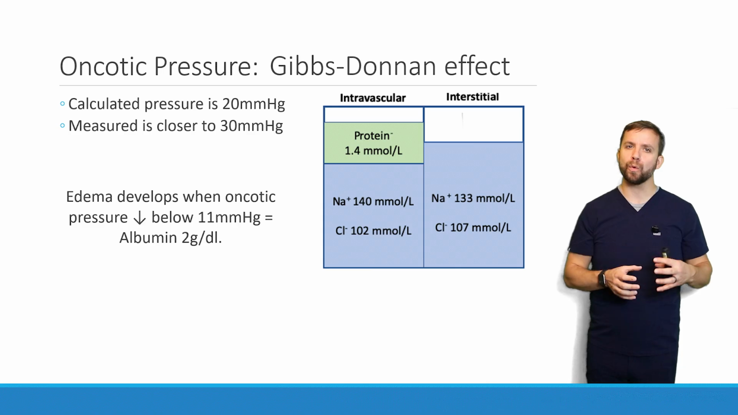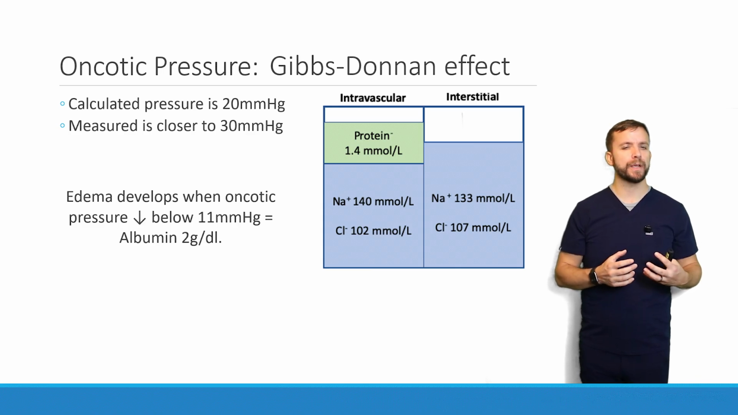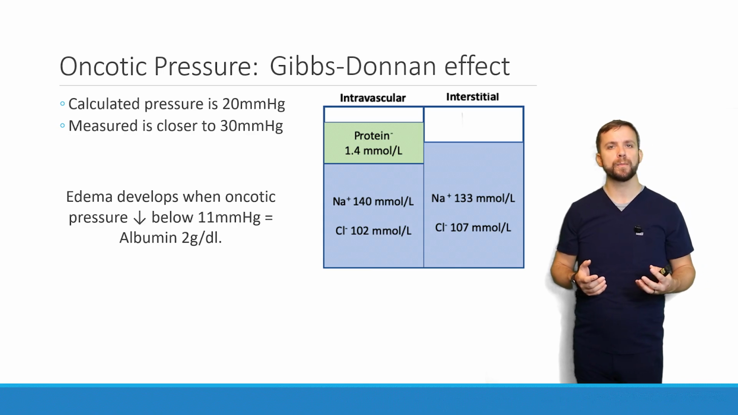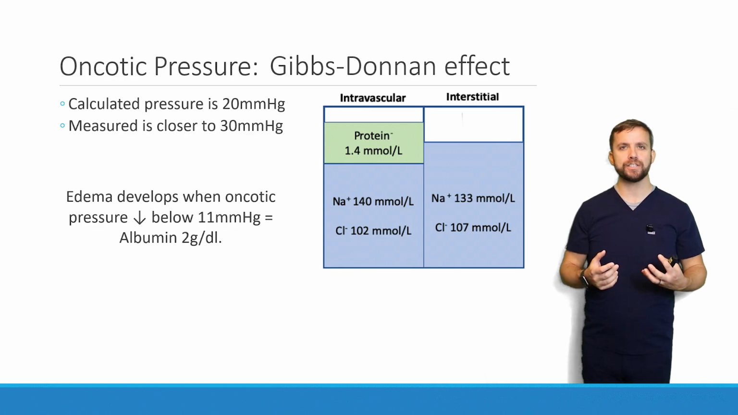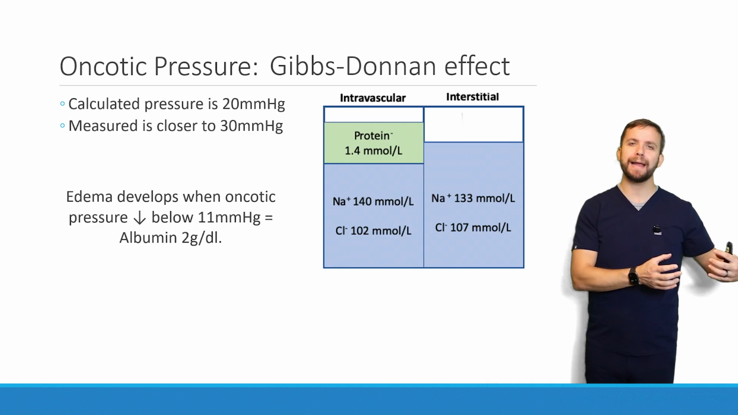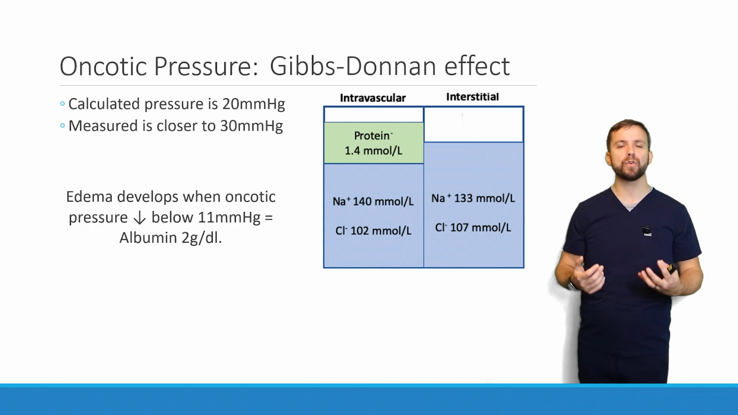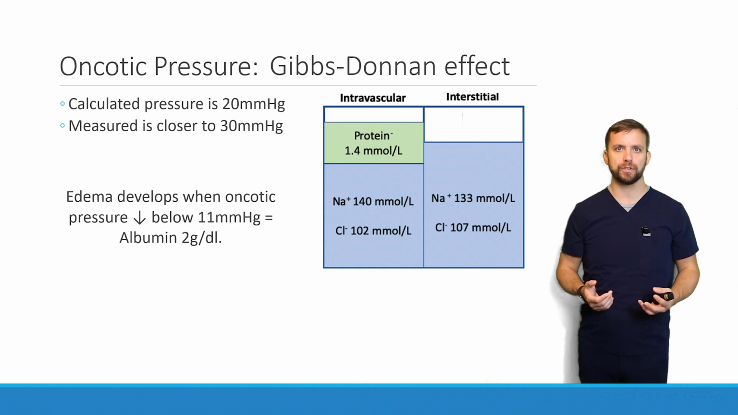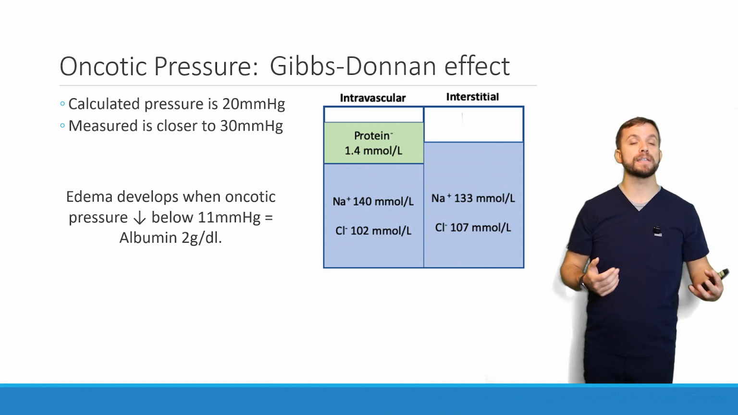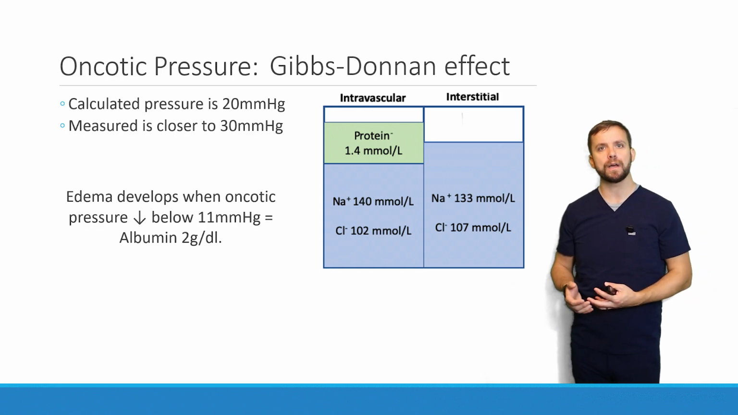Typically, they say it's around 11 millimeters of mercury, which would be around 2 grams per deciliter of albumin. So once your patient's albumin gets to 2.5 or below, you're going to start spontaneously third spacing. So if you're trying to keep fluid intravascular, it's going to be even more difficult in someone that also has a low oncotic pressure.